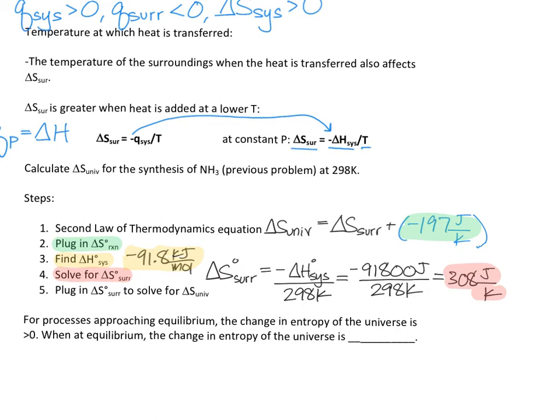The last thing we're going to do is plug delta S of the surroundings up into the equation at the very top to calculate delta S of the universe. So pause the video, solve the problem, and then play again to check your answer. Therefore, your final answer on this problem should be 111 joules per Kelvin, which means yes, it is a spontaneous process because delta S of the universe is greater than 0.